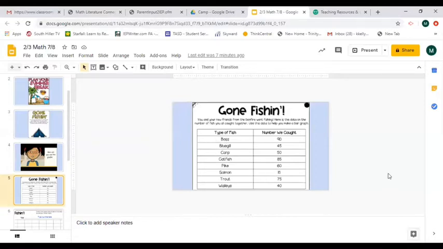So first up we have bass, and we caught 90 bass. That's a lot of bass in one day. We have bluegill, we caught 45. There's carp, we caught 50. Catfish, we caught 85. That's almost as much as the bass. There's pike, there's 60 of those. Salmon, 15. Trout, 75. And walleye, 40. So we'll use this information on this chart to create our bar graph.